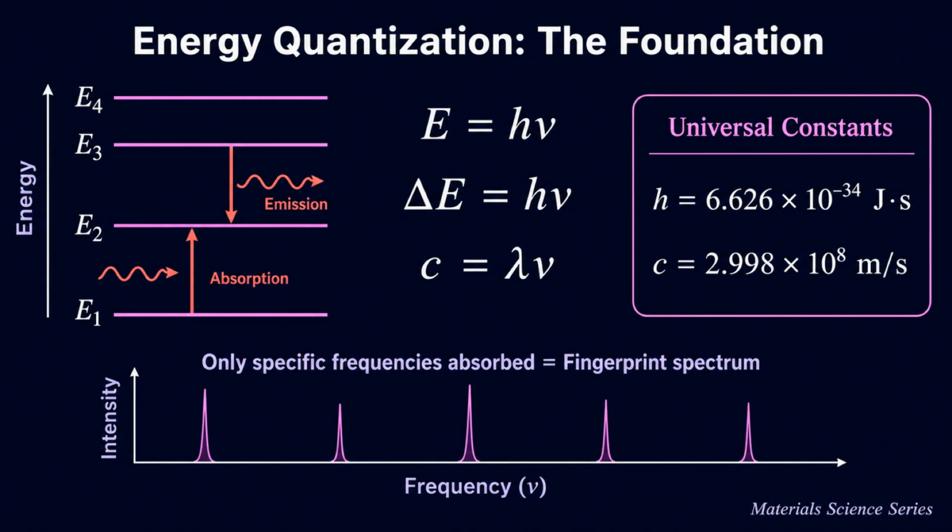Energy quantization is the cornerstone of spectroscopy. Molecules can only exist at specific, discrete energy levels. The relationship E equals h times nu tells us that photons can only be absorbed or emitted when their energy exactly matches the gap between molecular energy levels. Planck's constant h and the speed of light c are universal constants that govern these interactions. This quantization is why each molecule has a unique spectral fingerprint.